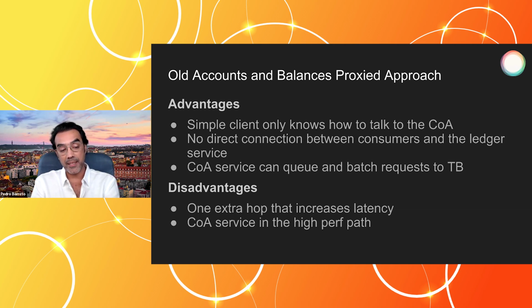The other benefit is that the COA can now decide to queue up and batch the request to TigerBeetle. So if we wanted to maximize the ability of TigerBeetle to batch, we can do this in the COA. The disadvantages, obviously, is there's one extra hop. So that means that we're serializing and deserializing, we're doing checks, and things will take a bit more time. And the COA service is now in the high performance path. And that's not obviously desired.